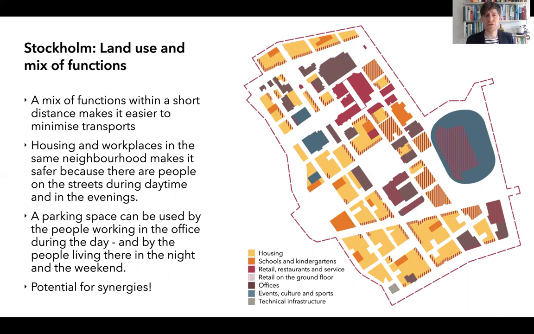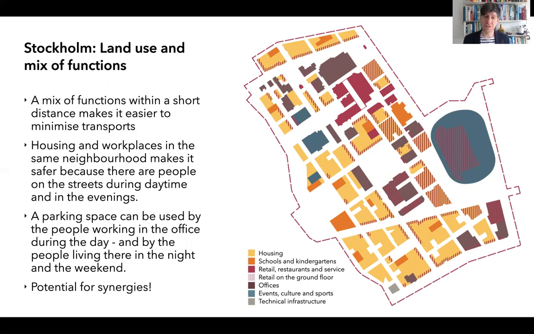So with a mix of function within a short distance, it's much easier to minimize transport. It also makes it safer because there are people on the streets during daytime and in the evenings. It means that, for example, an area with only offices, during Saturday and Sunday or during the holidays, nobody will be there. So it's a very unsafe area.